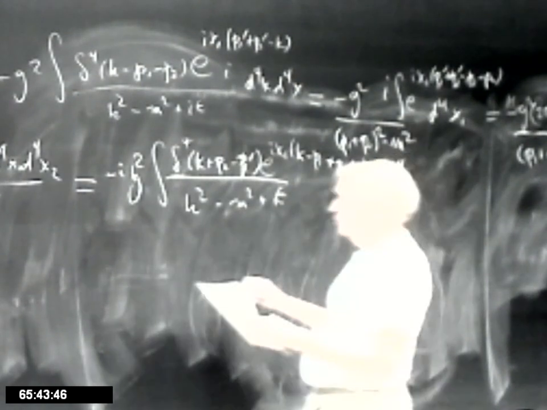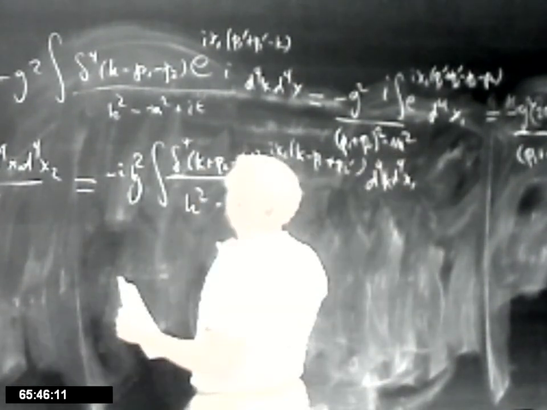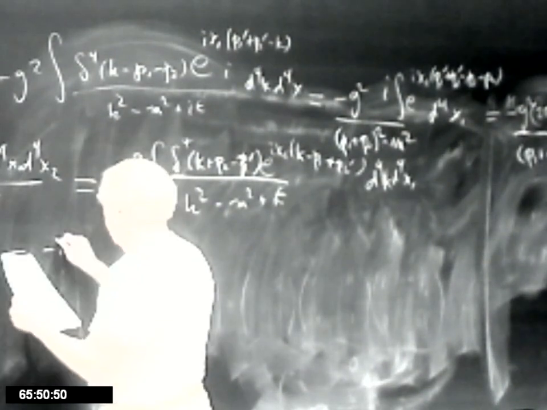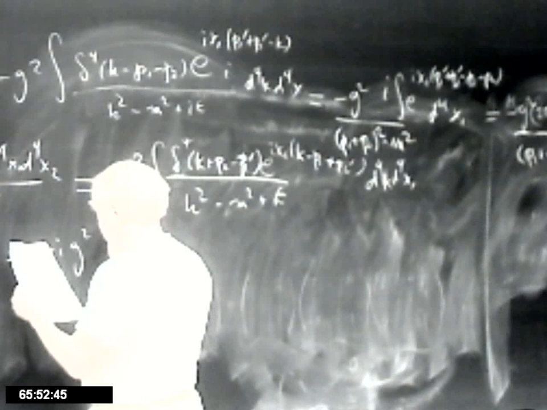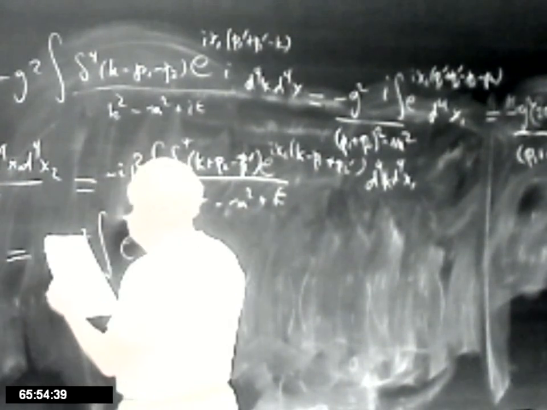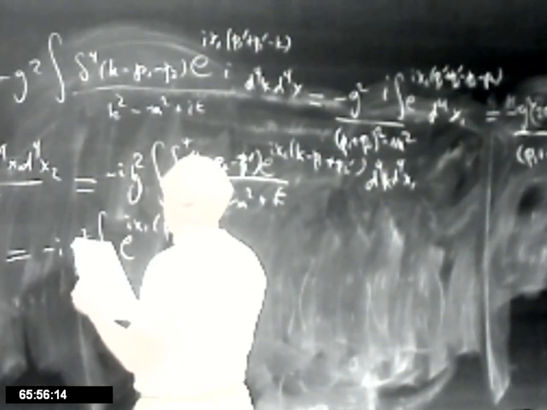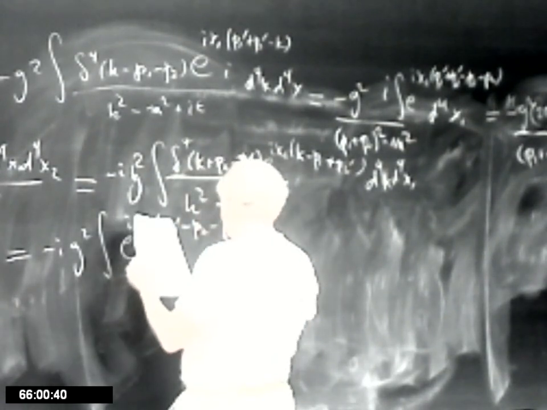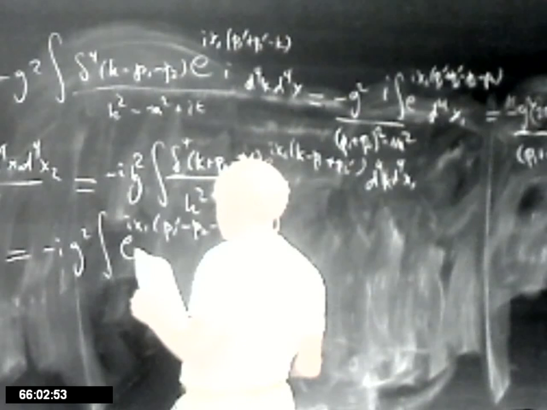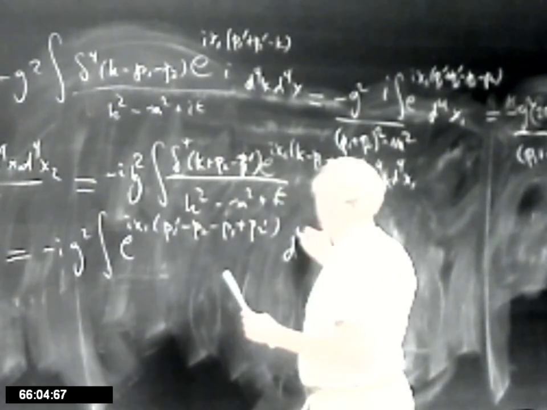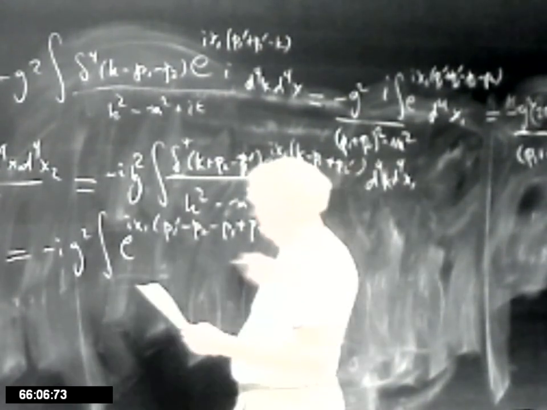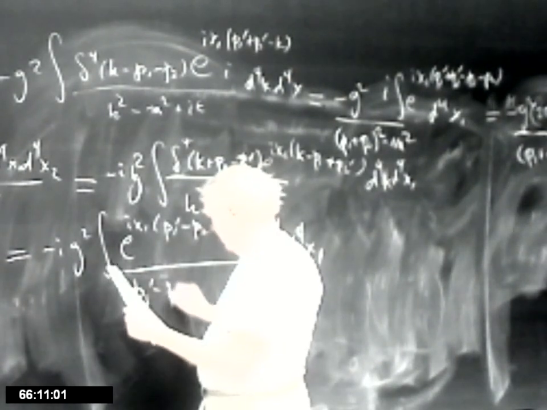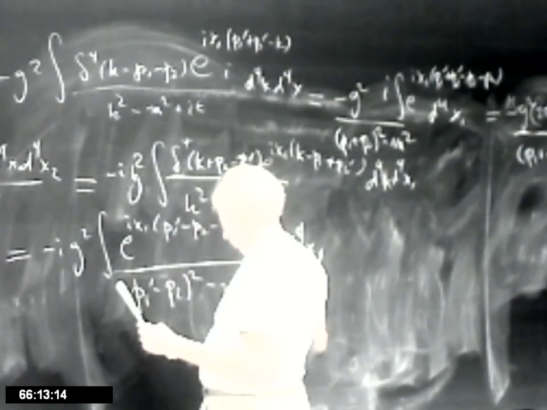You do the k integral and what you get is minus i g squared integral e to the i x1 and now p1 prime minus p2 minus p1 plus p2 prime, so it's the same base factor. Now the denominator is p1 prime minus p2 squared minus m squared.